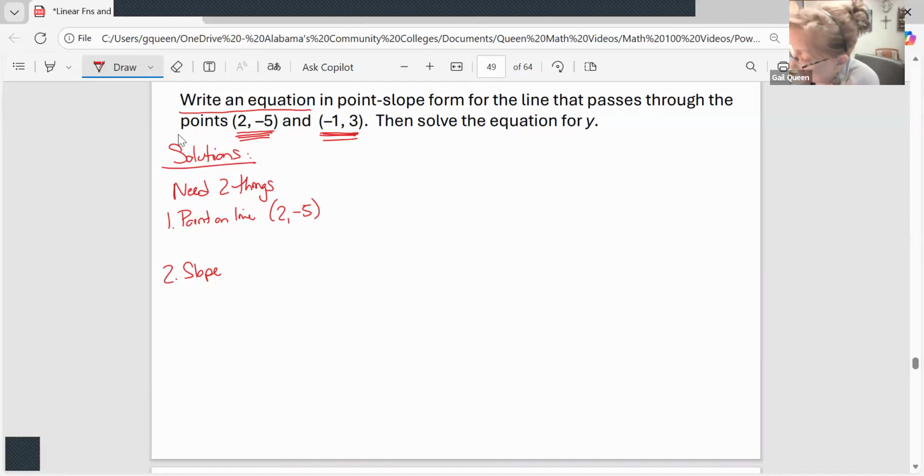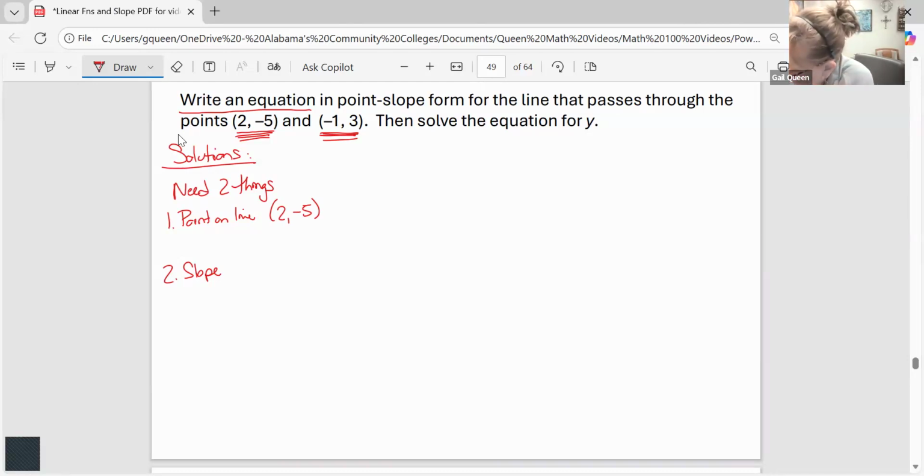So I picked (2, -5). The slope. Now, did they give me the slope? No. In this problem, they didn't say the slope is whatever. So here's how this is going to work.